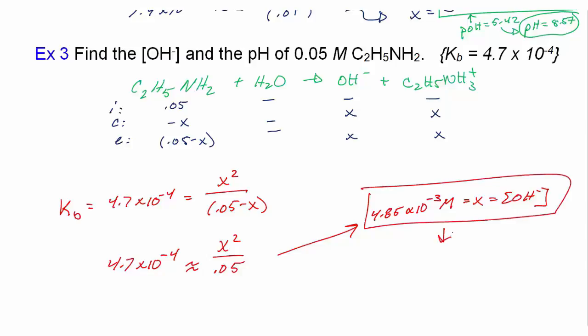So let's find the pOH. The pOH is 2.31. So my pH, subtracted from 14, about 11.7, 11.68 or so.